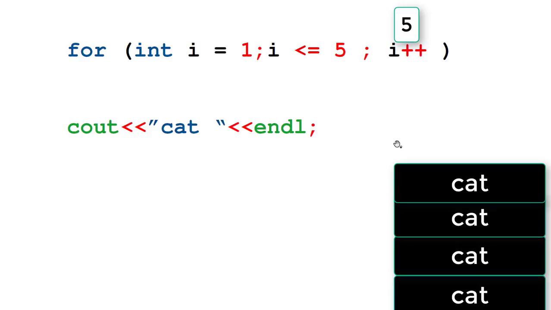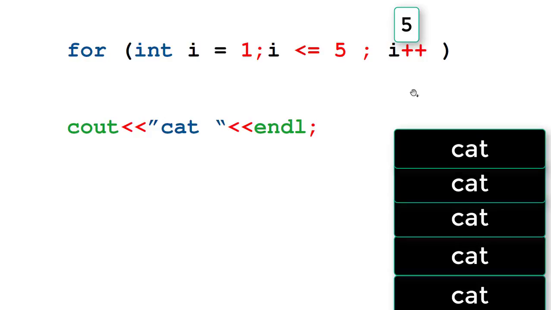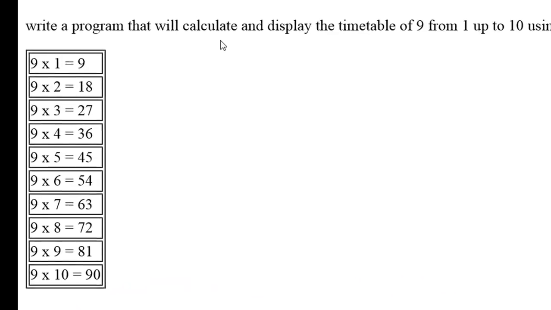Then it's going to check whether 5 is less than or equal to 5, and that is true. It's going to display the word cat again. Now we have 5 words, and then it's going to go back up again, add 1 to 5, and it becomes 6. Is 6 less than 5? No, it's not true. It's going to exit the loop and then move on to the next statement.